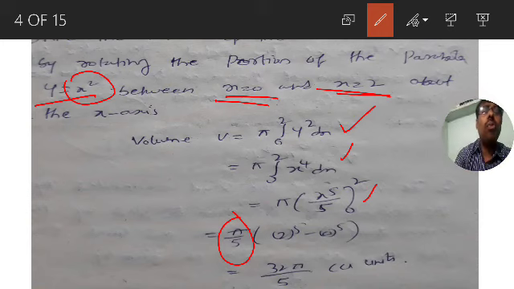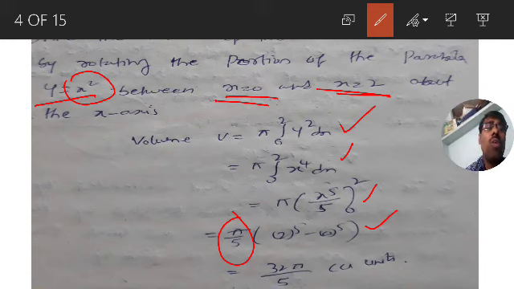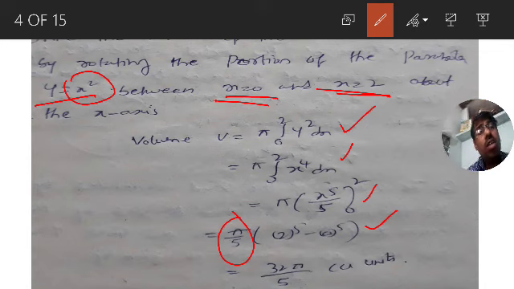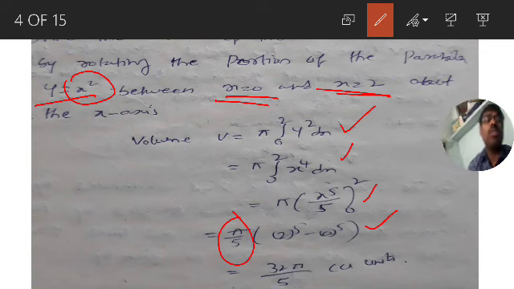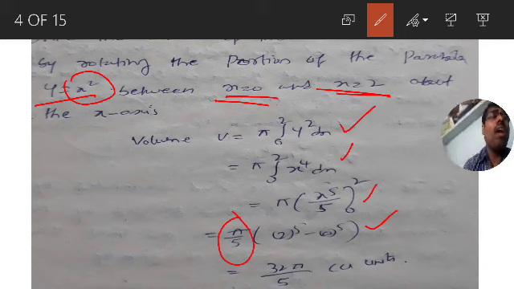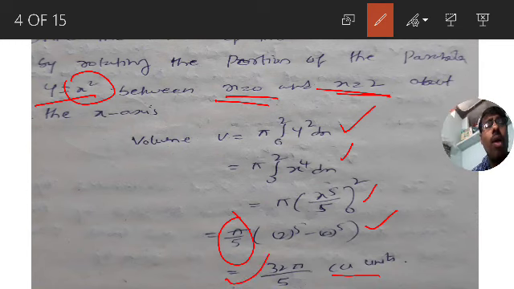So, upper limit is 2 and lower limit is 0. So, 2 power of 5 minus 0 power of 5. 2 power of 5 is 32, whereas 0 power of 5 is 0. So, 32 pi by 5. Since the obtained value is a volume, what do you have to write? You have to write cubic units. For area, in the previous class we wrote square units, now you have to write cubic units. So the answer is 32 pi by 5 cubic units.